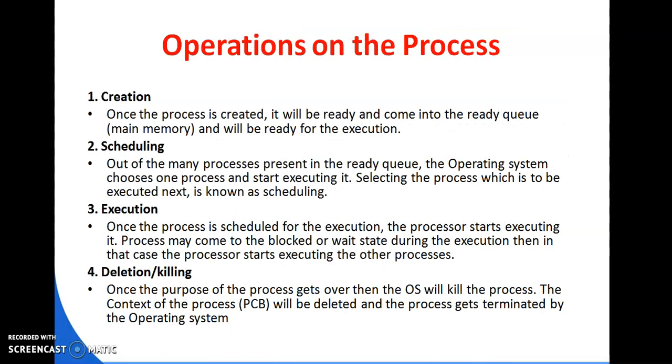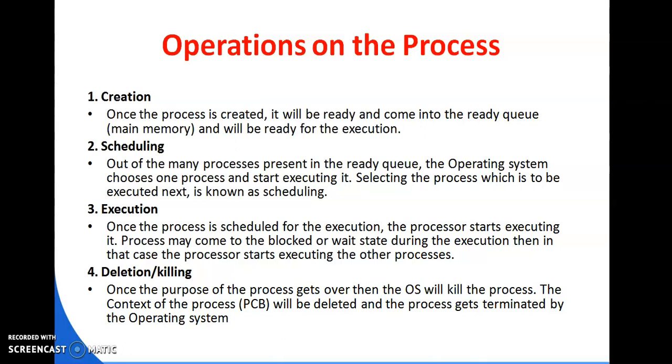Next, what are the operations on a process? First is creation. The operations are: creating a process, scheduling the process, execution, and killing the process. First, the creation of the process. Once the process is created, it will be ready and come into the ready queue or main memory. Ready queue means main memory, and it will be ready for execution.